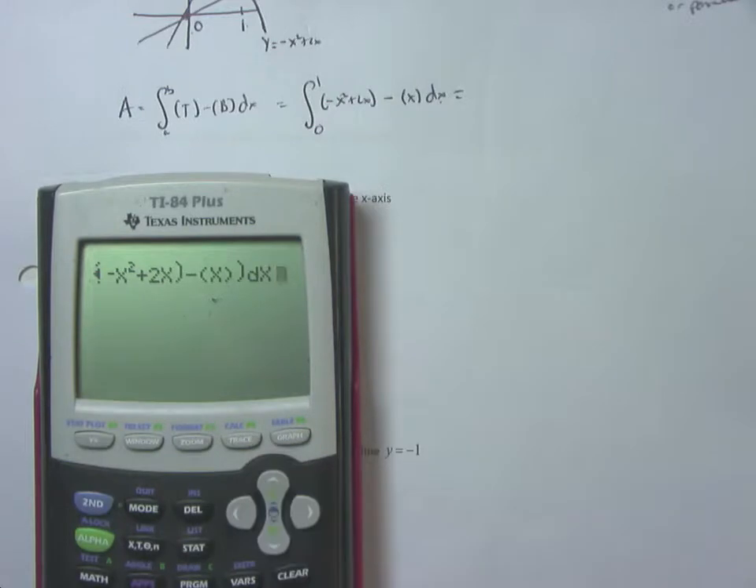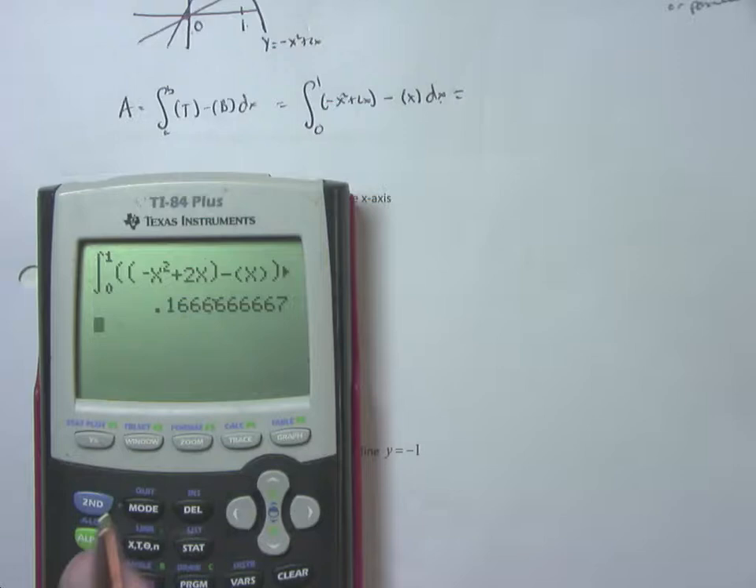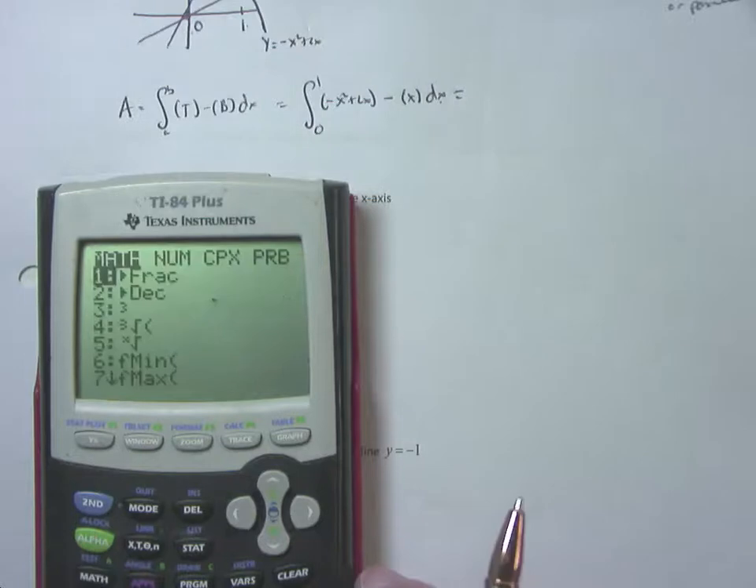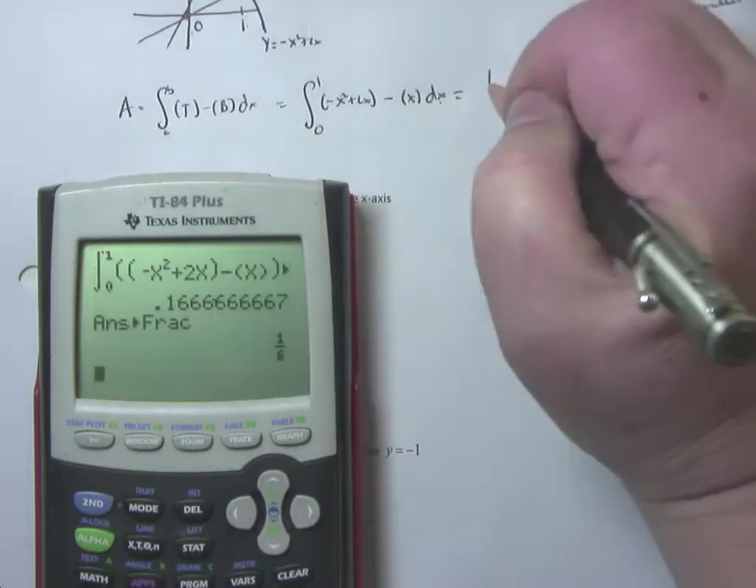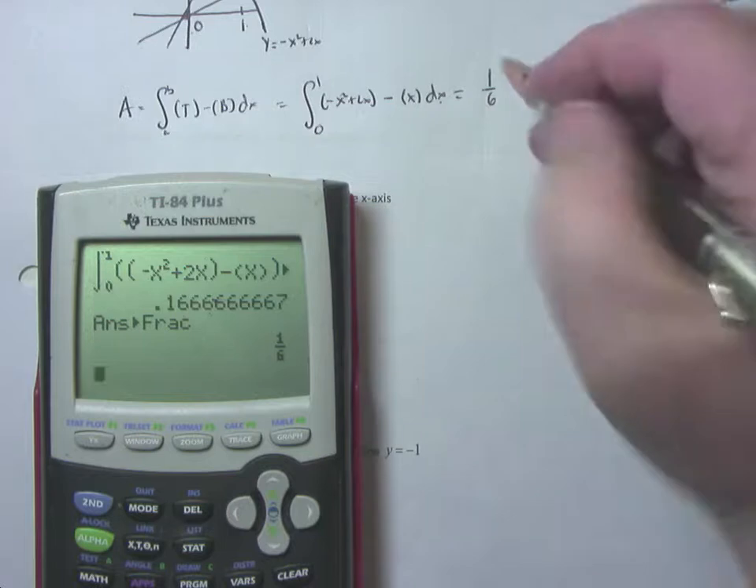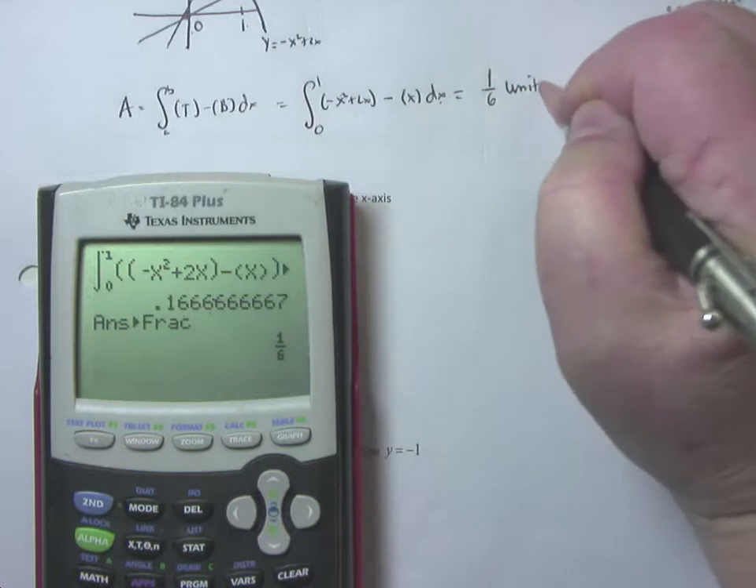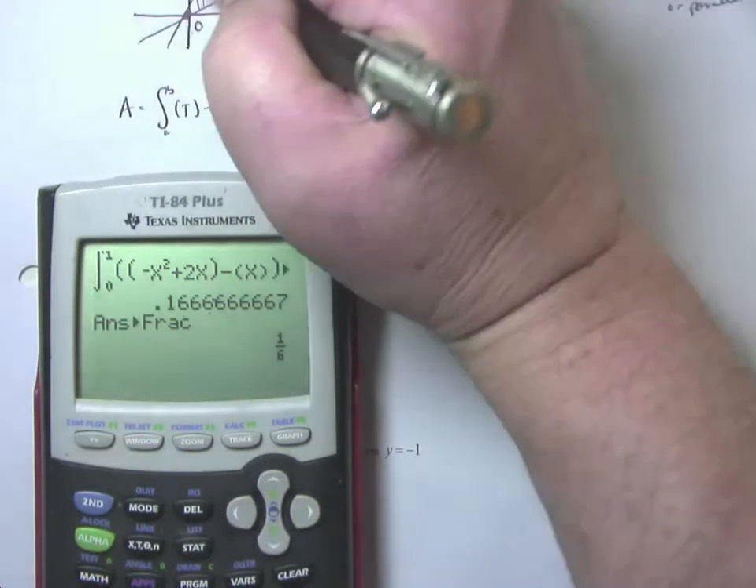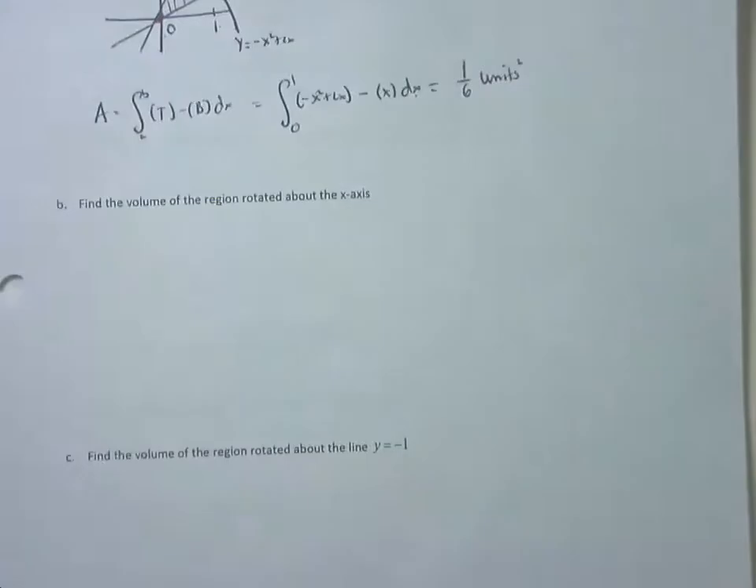Top minus bottom. And I end up getting 0.166667. And if I know my fractions, that's 1/6. There it is, 1/6. But what should I put in terms of my units? Units squared, because it's area. Units squared, we found this area in here. But now, look at what we do in part B.